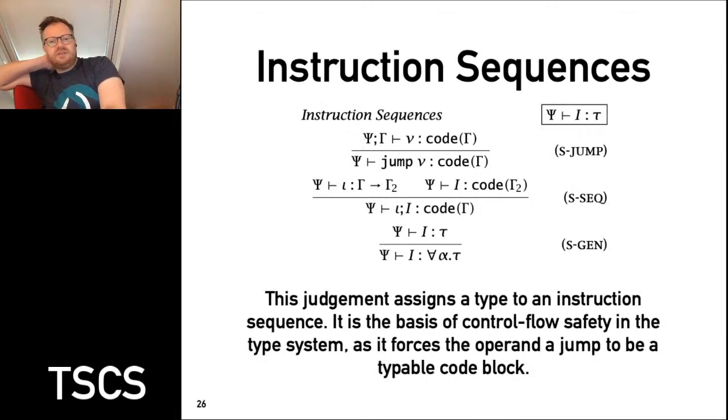How does it go for sequences? Well, if you have a jump, then the type of the jump has the code typing of the target. If you have a sequence and the instruction is a transition from gamma to gamma 2, then the next instructions must be typed as code of gamma 2, and the whole thing is then code of gamma again. So the next instructions must also match the assumptions, like the outcome of the current instruction.